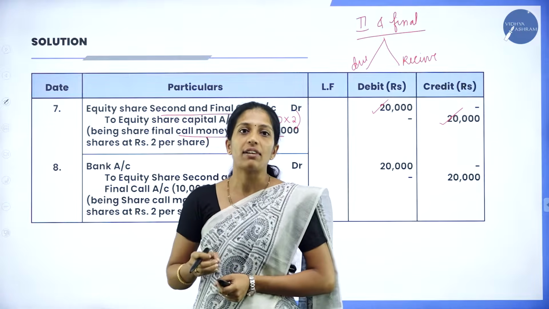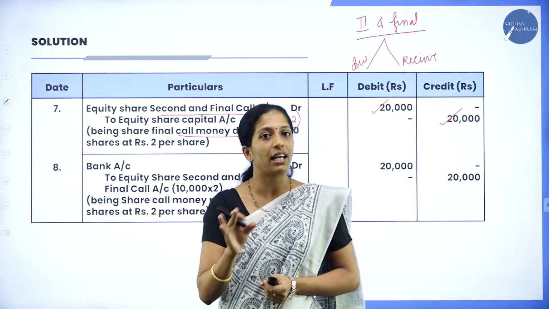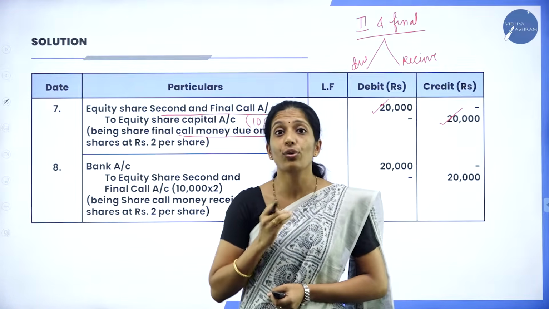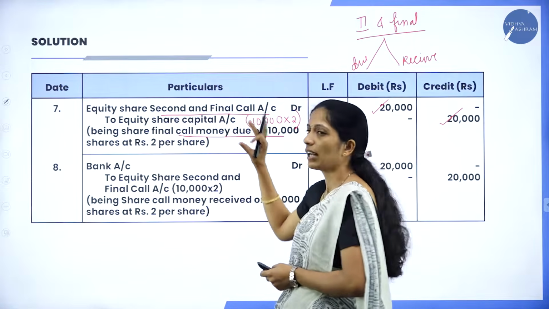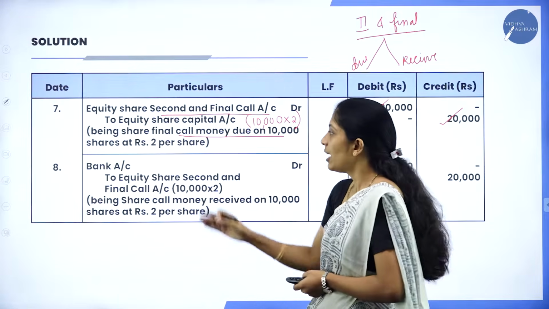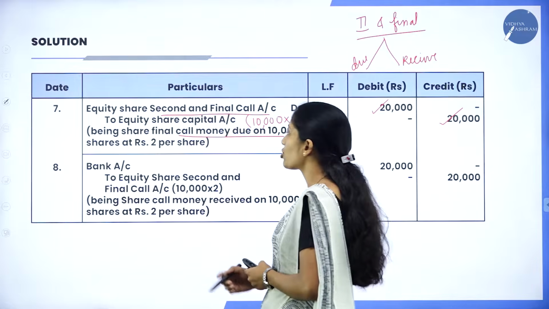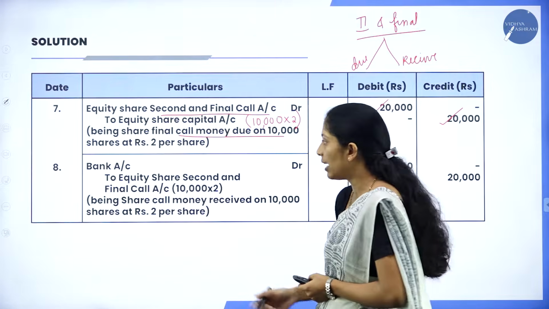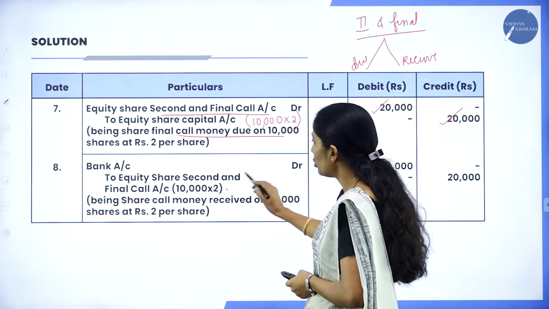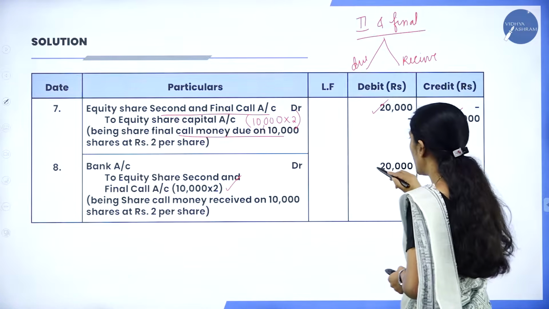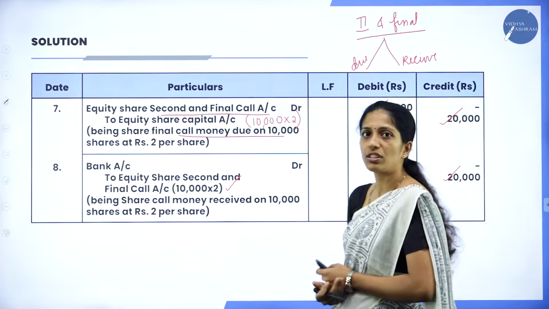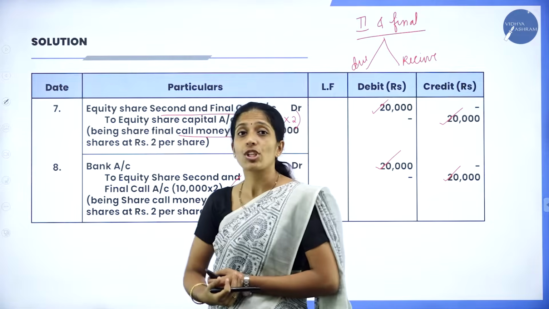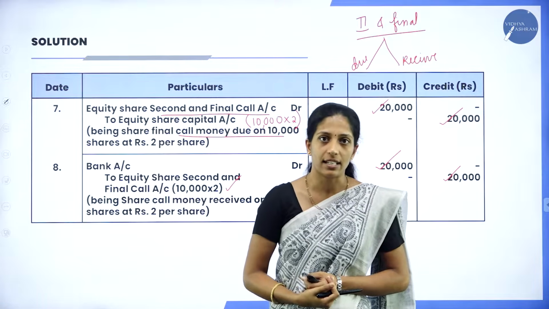Now the received amount. Here they have clearly given that all the shares have been duly received, so the final call money has also been received. So bank account debit to equity share second and final call account, that is 10,000 into 2. The same 20,000 you will record here, on both the debit and credit side, being share second and final call money received.